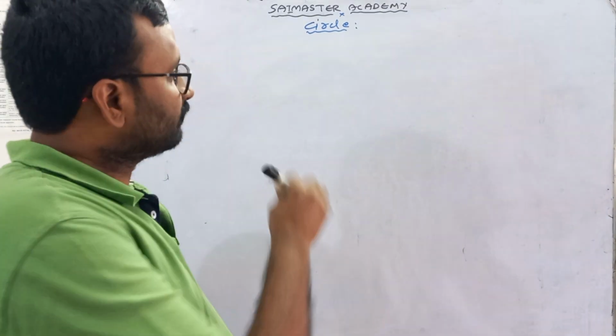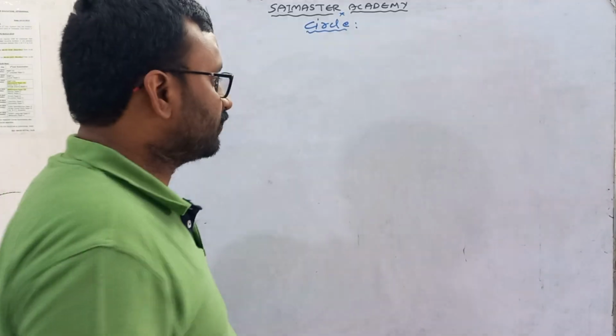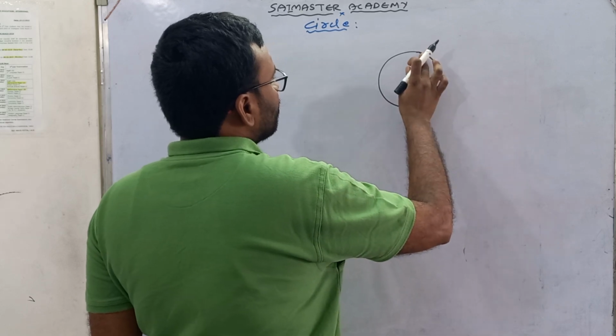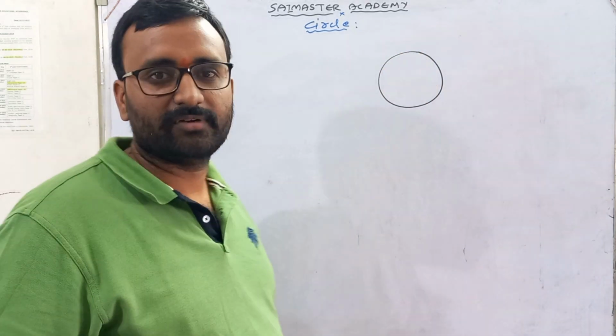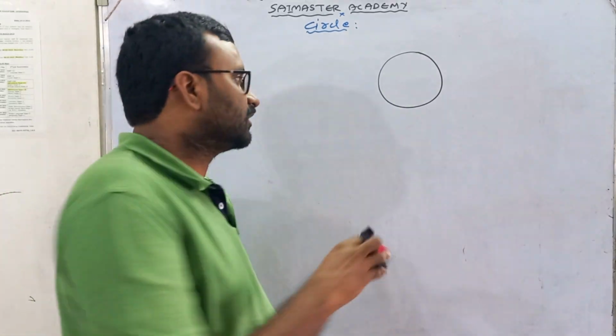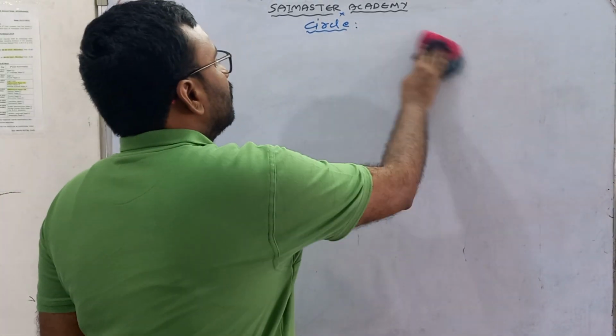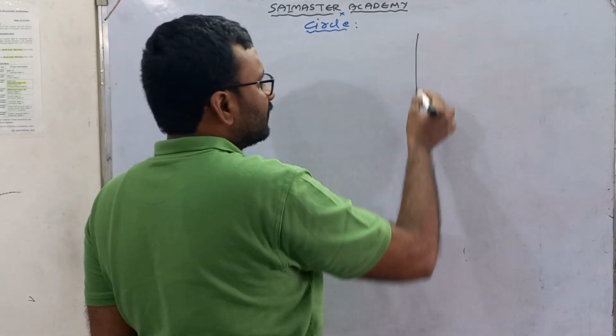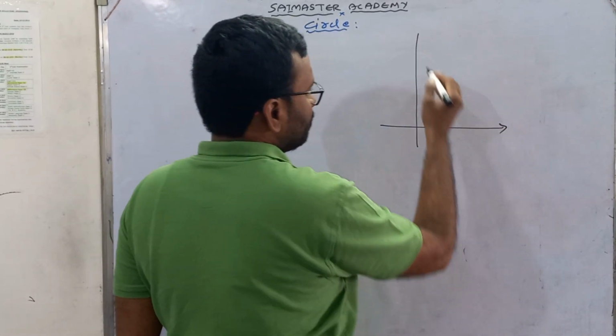What is the definition of circle? Everyone will draw the circle diagram easily, but the definition is very important in mathematics. In first year you learned about locus; circle is also a locus, depending on some condition.